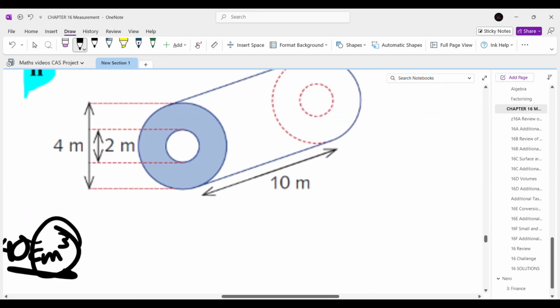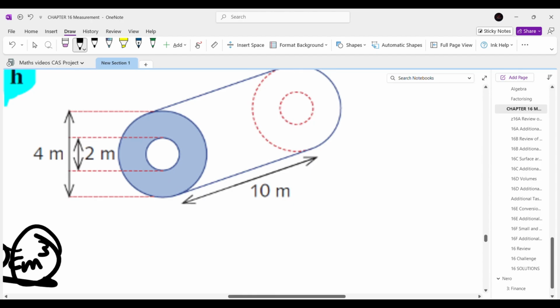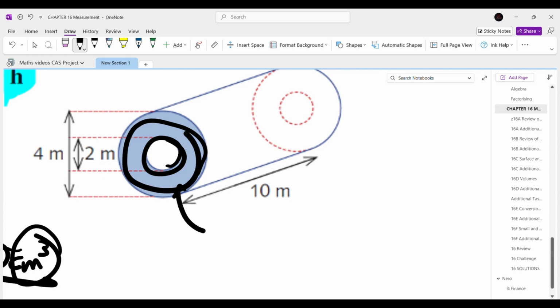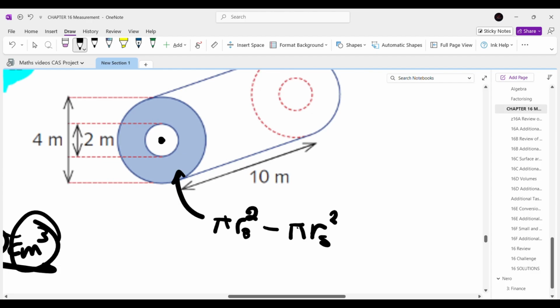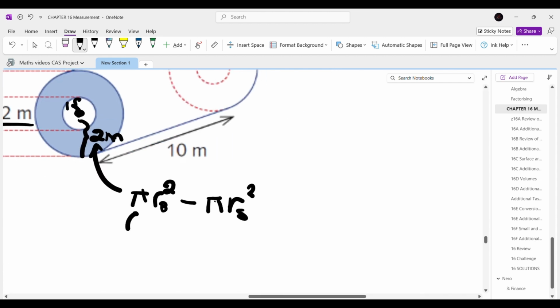Centimeters cubed now, because we're dealing with volume. Here, all you need to do is calculate the area. The area here is interesting because you've taken a little circle out of this bigger circle. So we calculate the area of the bigger circle, radius big, minus the area of the small circle, radius small. The radius of the big circle is 2 meters. For the small circle, it's only 1, because you just take half the diameter shown here.